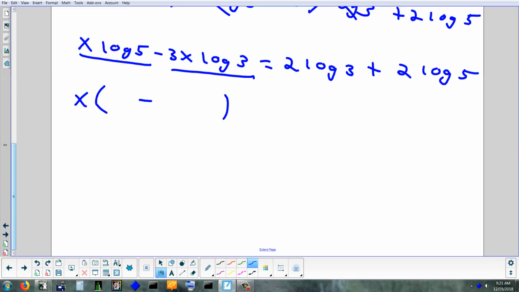If you factor an x out of the first term, what are you left with? Log 5. If you factor an x out of the second term, what are you left with? 3 log 3. And now the other side, just keep it the same. We don't have to bother with it again. The right side stays the same for the rest of the problem.